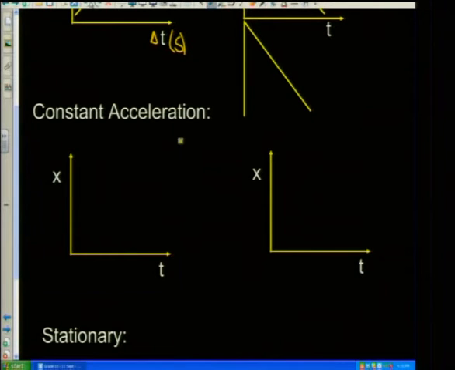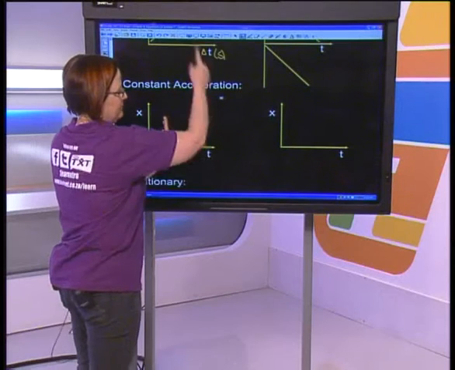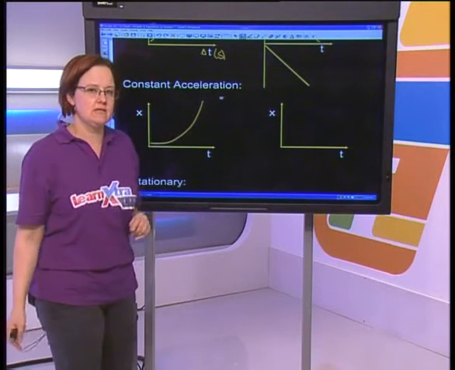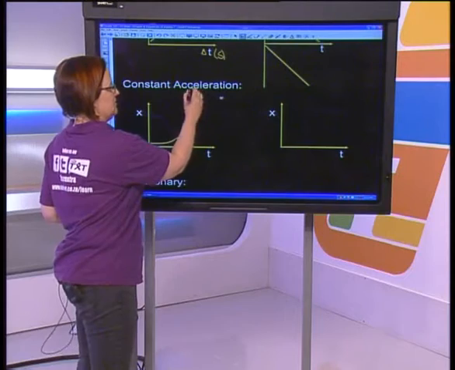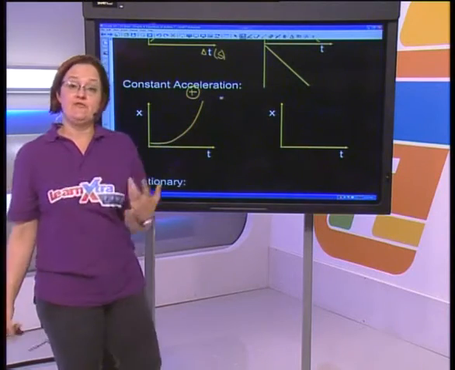Your graph becomes a curve. Shorter time period, bigger distance. This is positive acceleration. So this is where it's going to get faster.